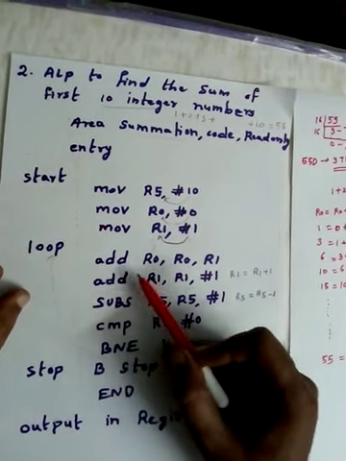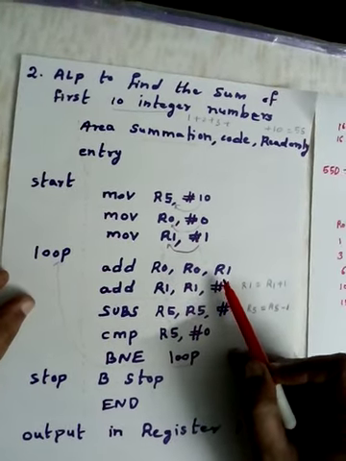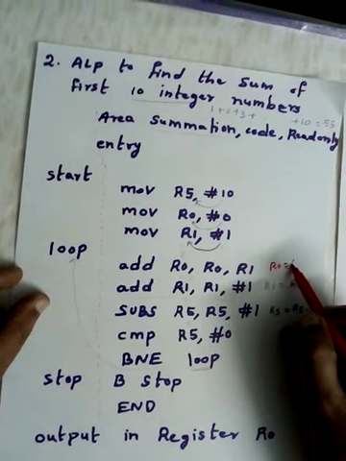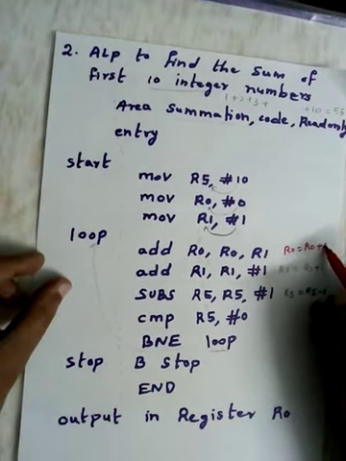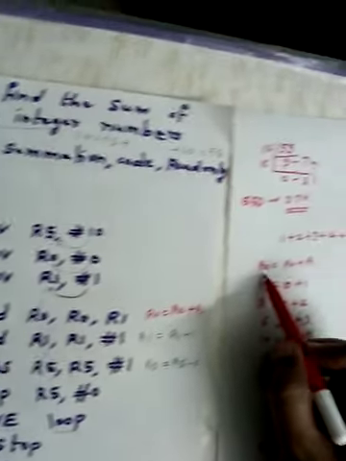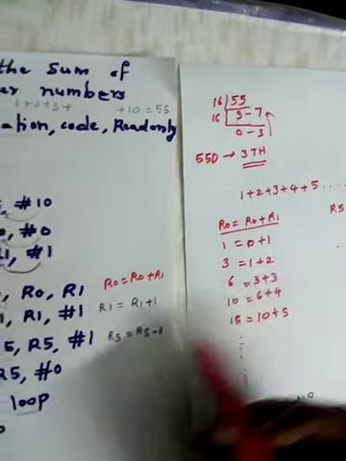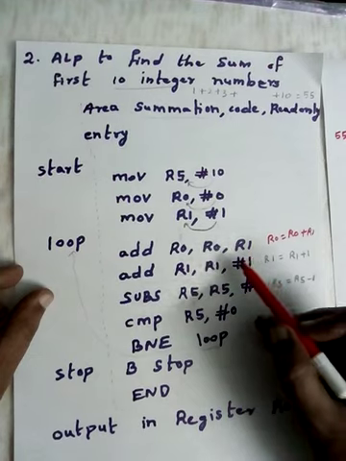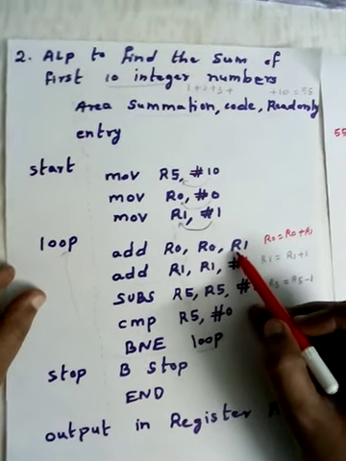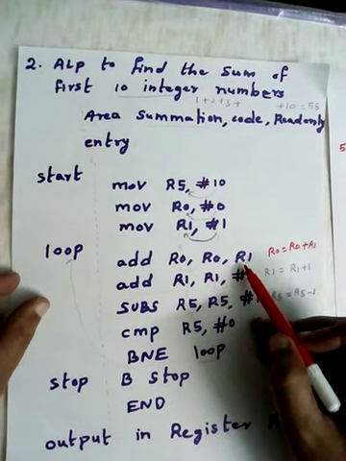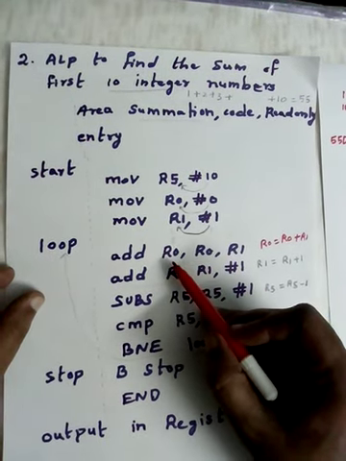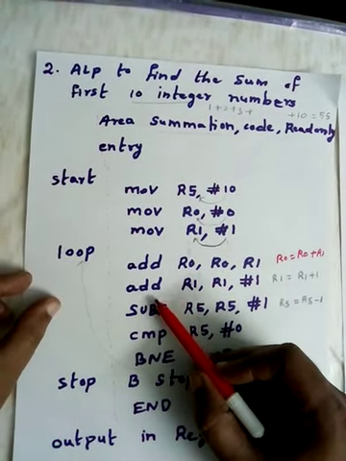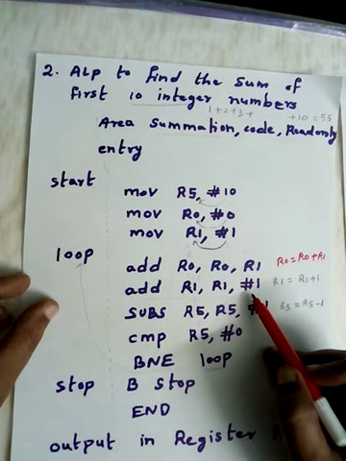Now ADD is the instruction, ADD R0, R1. What will this do? R0 is equal to R0 plus R1. That only I have written here. So the addition instruction is ADD R0, R1. What is the value of R0 initially? The value of R0 is 0. The value of R1 is 1. So for ADD R0, R1, 0 plus 1, the result of R0 becomes 1.